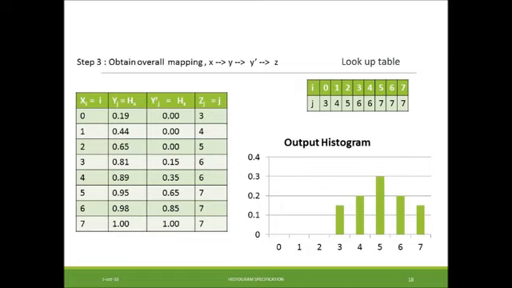Now for i equal to 4, we have Hx as 0.89. So correspondingly in Hz, we can select intensity value of 6. So we can say that for i equal to 4, we have j equal to 6.